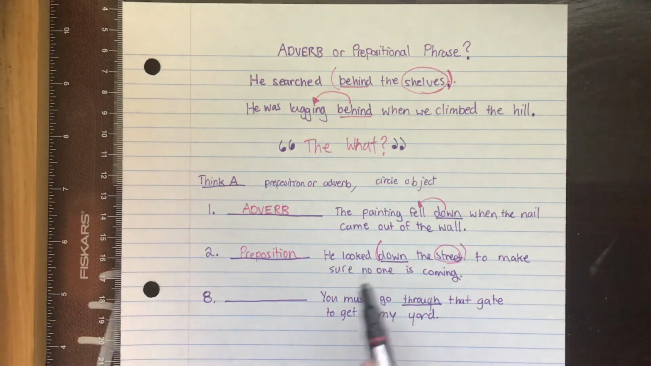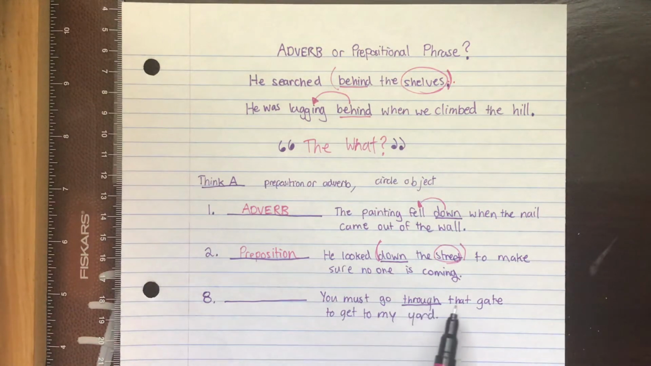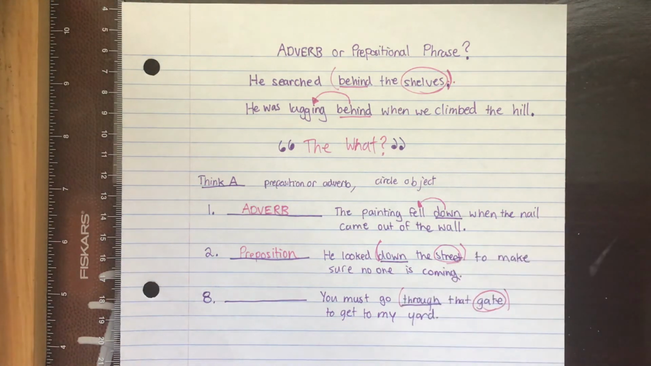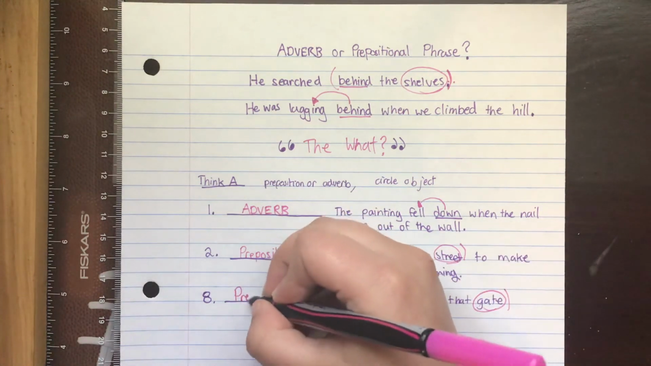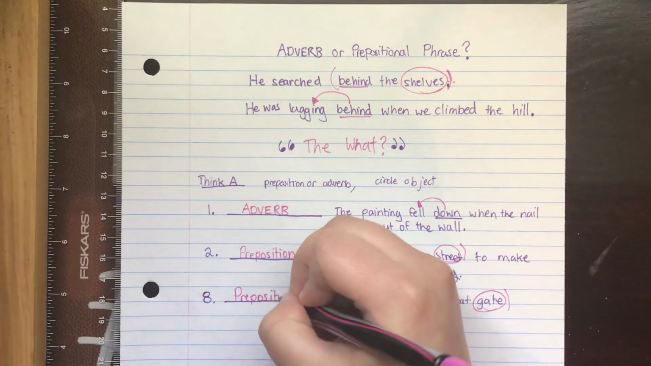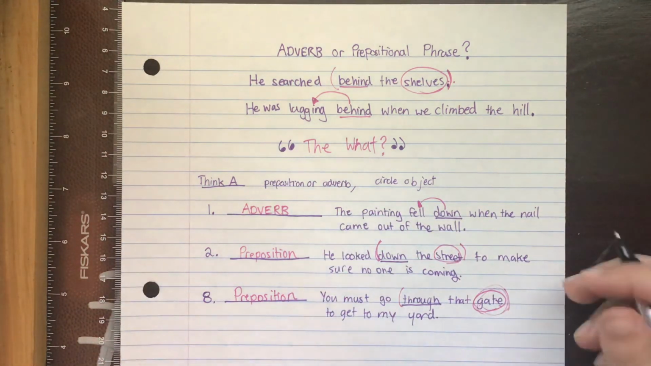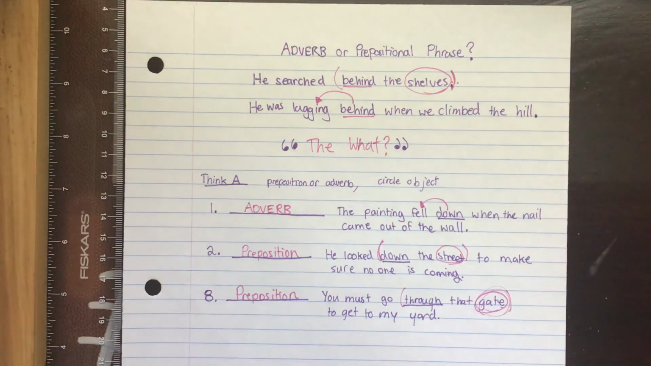So let's continue. I'm jumping down to number 8. This one's a little bit tricky, but let's see if we can figure it out with our question. You must go through that gate to get to my yard. So, you must go through the what? Oh, that gate. It answers the question. So therefore, that must be another prepositional phrase. On the line, I write preposition, and I circle the gate because I know that is the object. There we go.